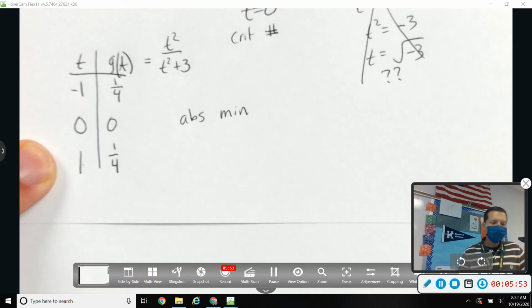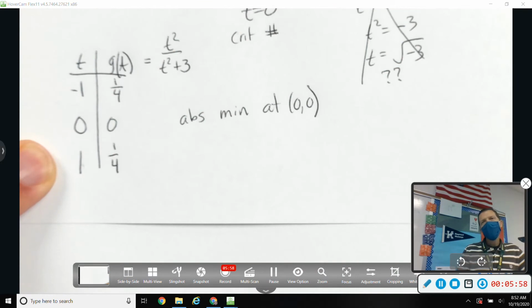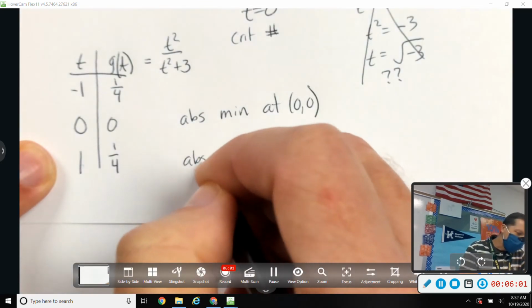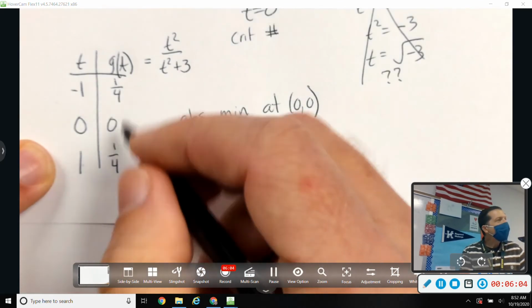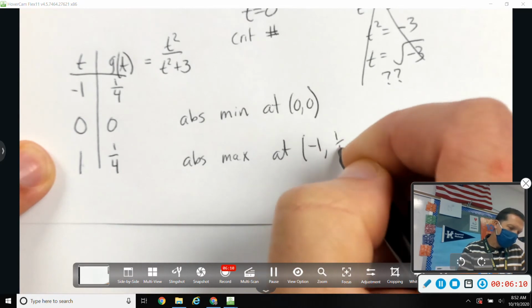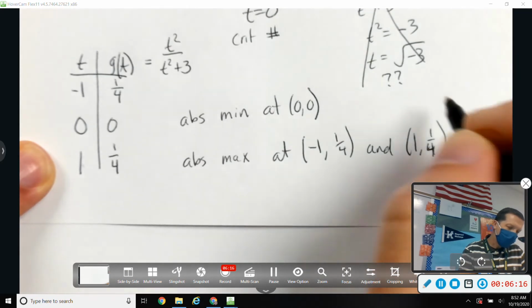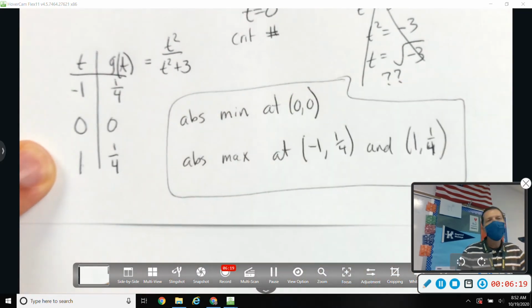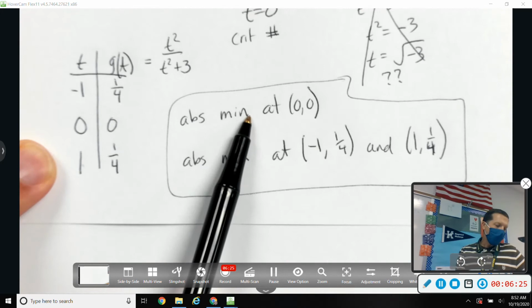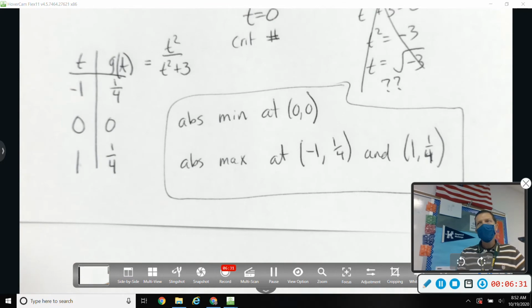So we have an absolute minimum at 0, 0. And we have an absolute maximum. Oh, we have a tie. And that's okay, we just have to list them both. At -1, 1/4. And 1, 1/4. So the minimum happened at a critical point. The maximum happened at both of the endpoints. Check the endpoints, check the endpoints, check the endpoints.